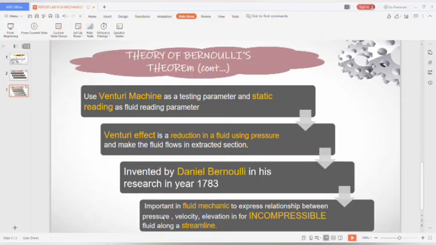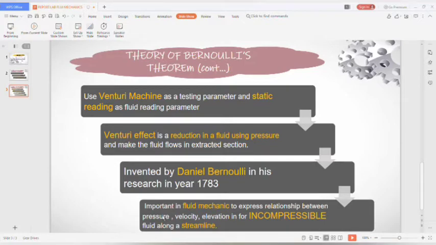Okay, next, the Bernoulli principle was invented by Daniel Bernoulli in his research in the year 1883. It states also, in Wikipedia, there is one more person involved in this theory, that is Giovanni Battista. He was also involved in the Bernoulli theorem. Okay.